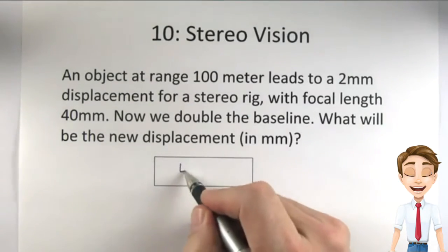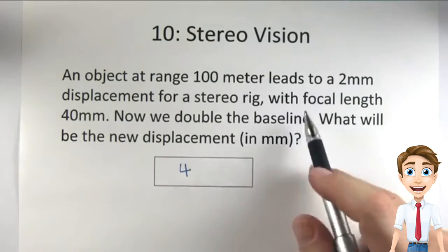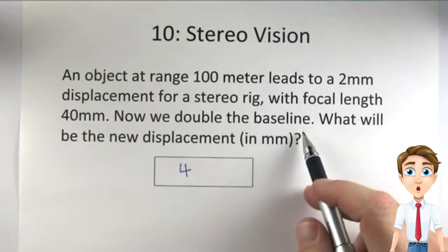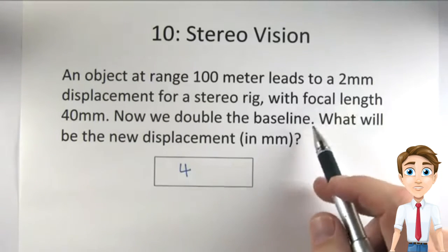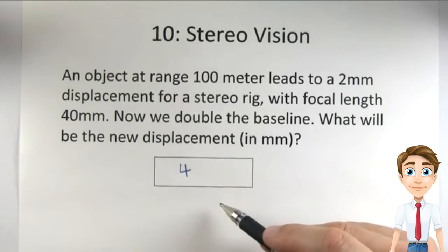The answer is 4, which is just twice as much as 2 millimeters. If we move our baseline apart, then the basic equation of stereo vision suggests that the displacement is proportional to the baseline, and therefore it increases correspondingly.